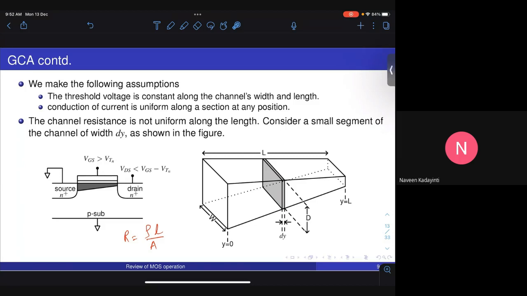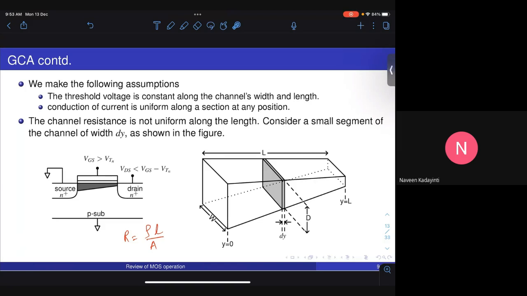We were saying that we are assuming that the threshold voltage is constant across the width and the length. We are assuming that the conduction across the cross section is uniform. And we can see here very clearly that the channel resistance at any position along Y will not be constant. At the source end, it will be low because the cross section area is very large. At the drain end, the cross section area reduces, because of which the channel resistance is expected to be higher.